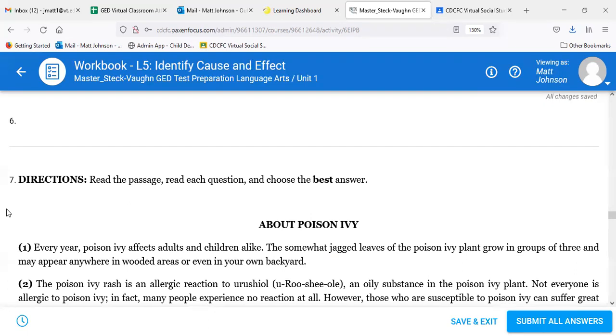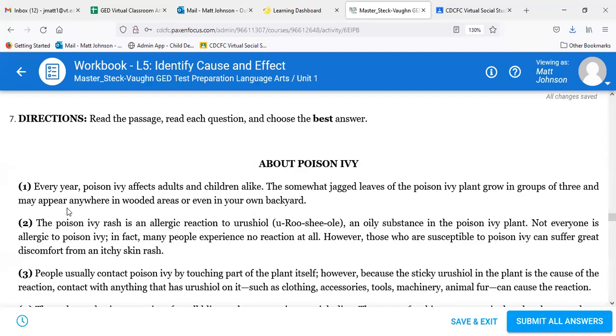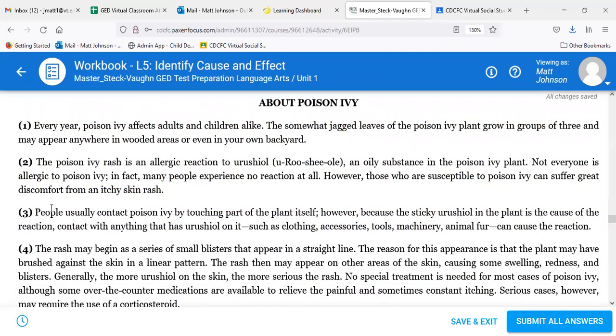Okay, and a new passage on poison ivy. So every year, poison ivy affects adults and children alike. The somewhat jagged leaves of the poison ivy plant grow in groups of 3 and may appear anywhere in wooded areas or even your own backyard. Poison ivy rash is an allergic reaction to urushiol, an oily substance in the poison ivy plant. Not everyone is allergic to poison ivy. In fact, many people experience no reaction at all. However, those who are susceptible to poison ivy can suffer great discomfort from an itchy skin rash.